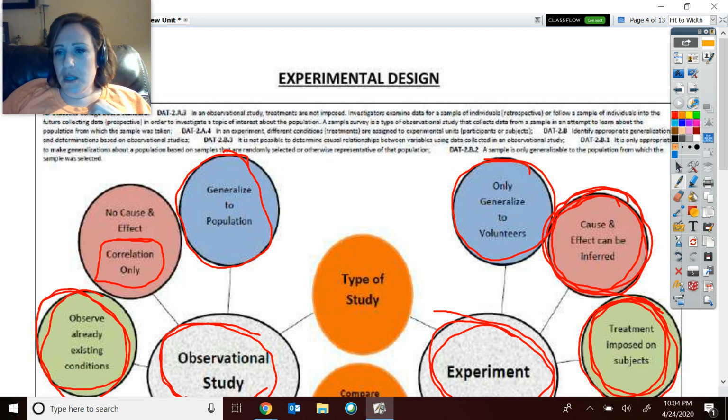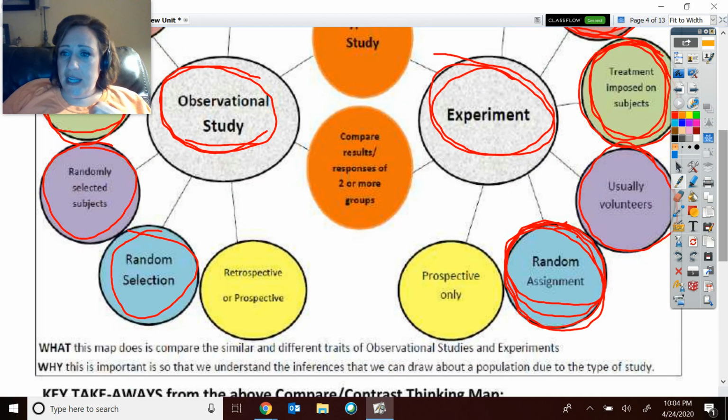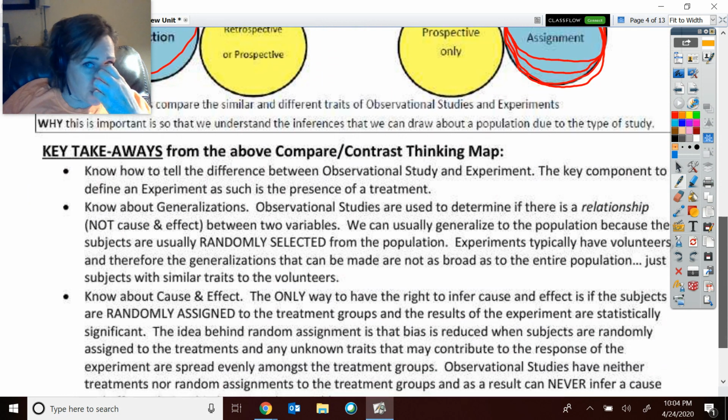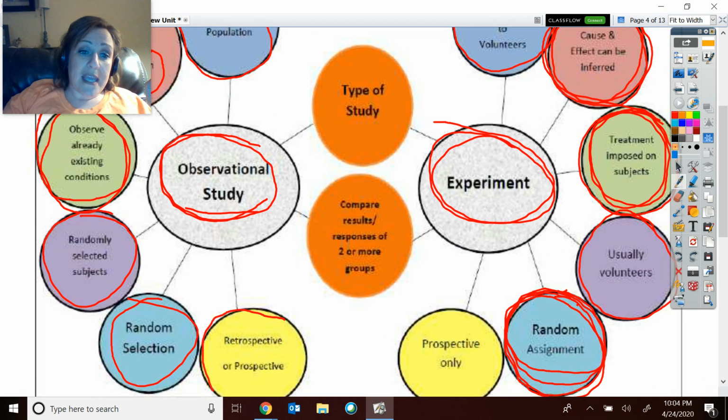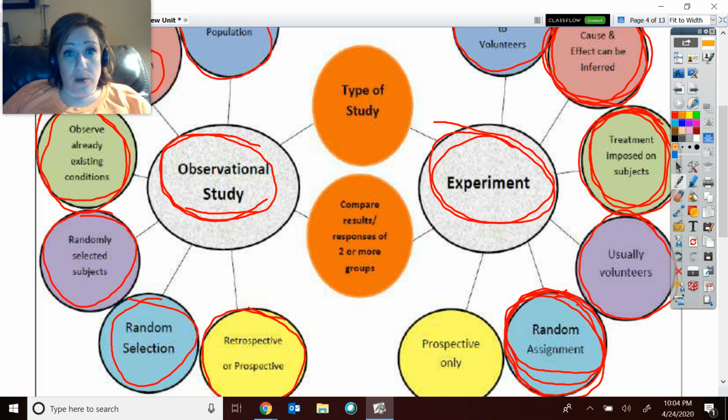Okay? All right. Now, down here at the bottom of this page, just FYI, with observational studies, we can either look back, retrospective at past data, or we could identify kindergartners or whatever, and then look forward and follow them for a certain amount of time, okay? Whereas in an experiment, we're only identifying, assigning a treatment, and then moving forward. So, of course, experiments are prospective only.